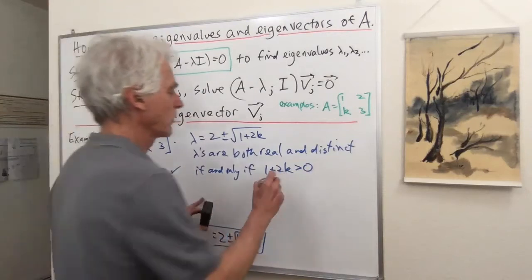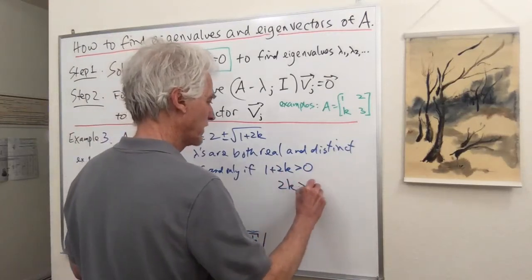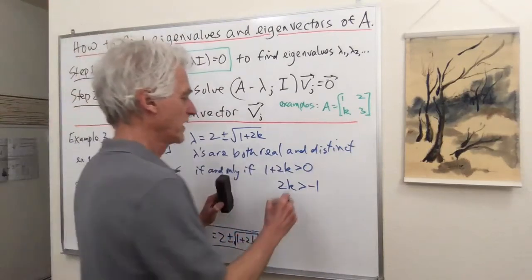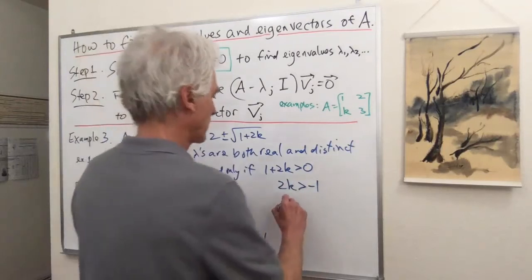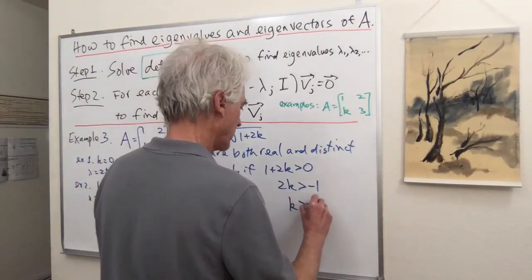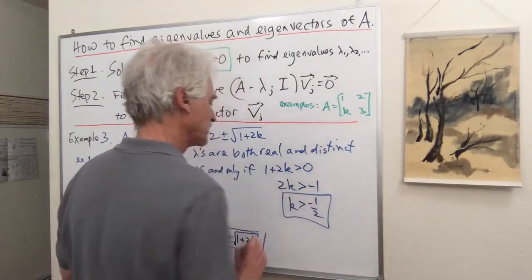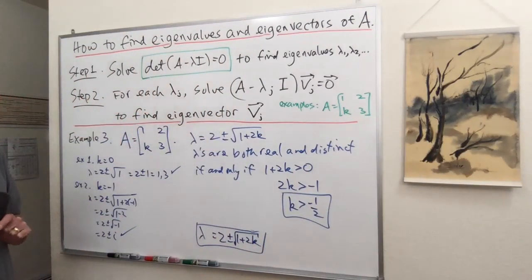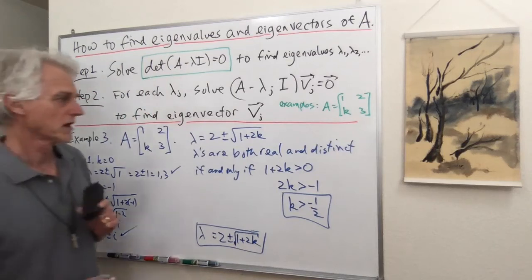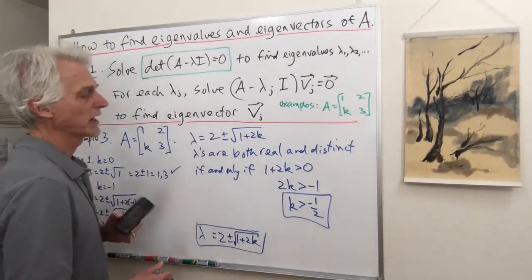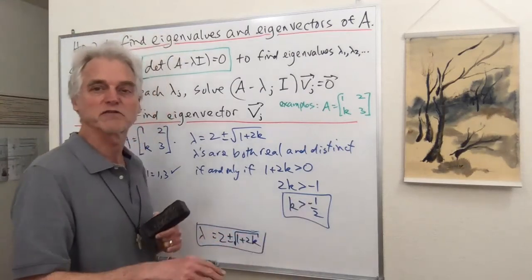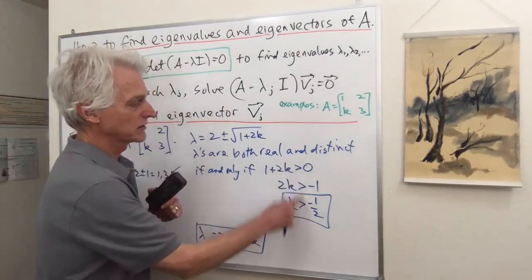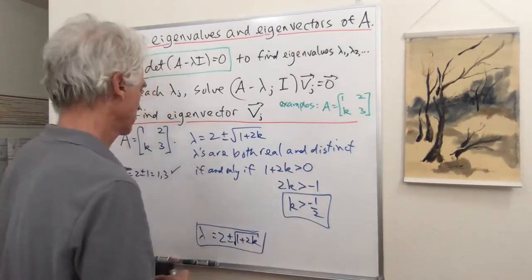Right? So this is 2k greater than negative 1. I can subtract 1 from both sides of the inequality, don't mess with it. I can divide by 2. So k is greater than negative a half. That's a condition on k that gives real and distinct eigenvalues. Remember, I have to flip the inequality if I multiply or divide by a negative number, but I'm not doing that here. So all these inequalities point in the same direction.